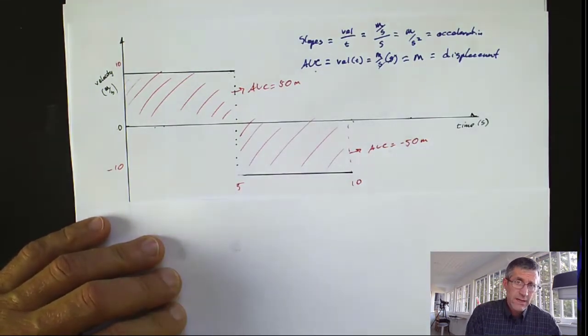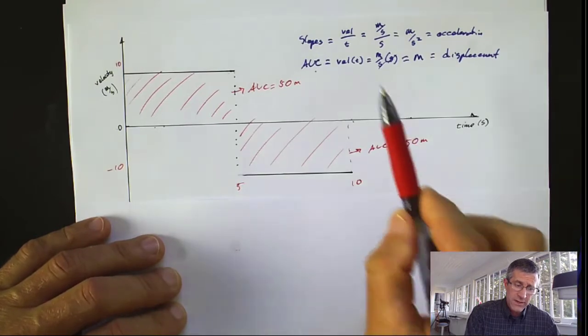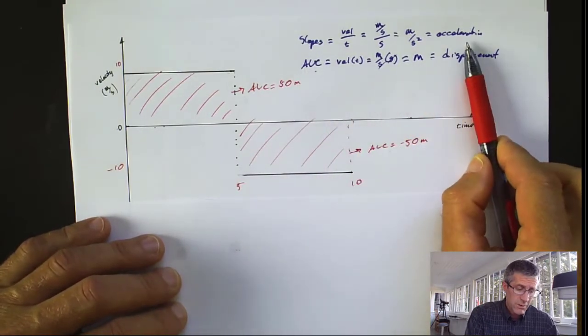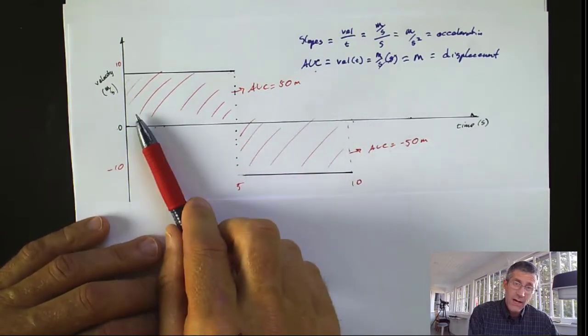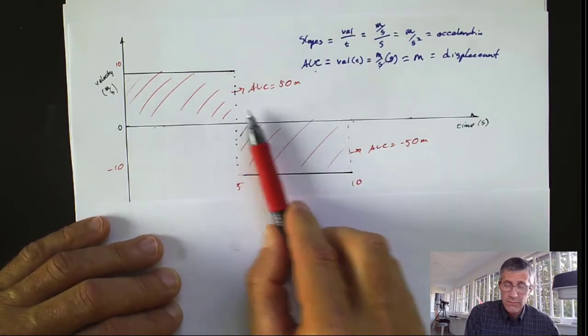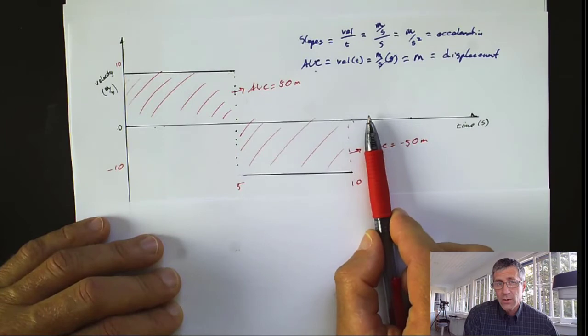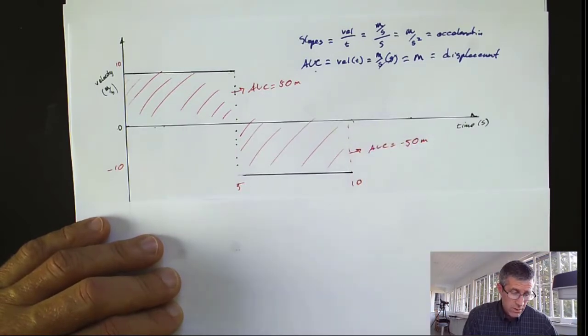So by looking at the velocity graph, I can figure out acceleration, right, from the slope, and I can also figure out how far I've traveled. So in my 10 seconds, I've gone 50 positive meters and 50 negative meters. Good grief, I ended back where I started from. So I can make a story about this, right?